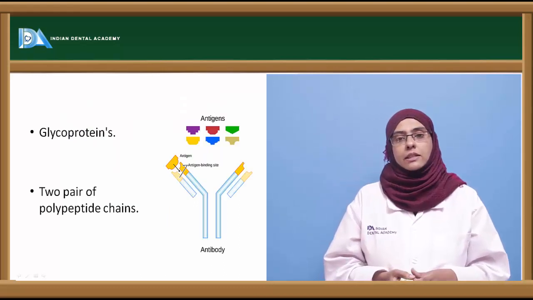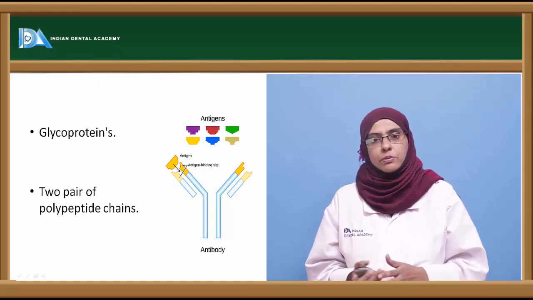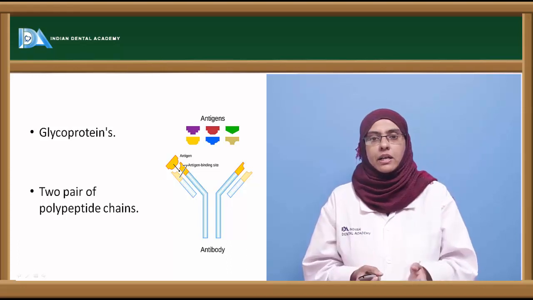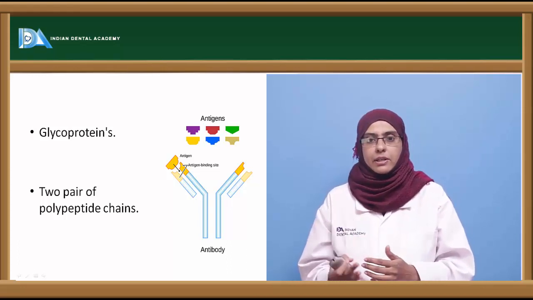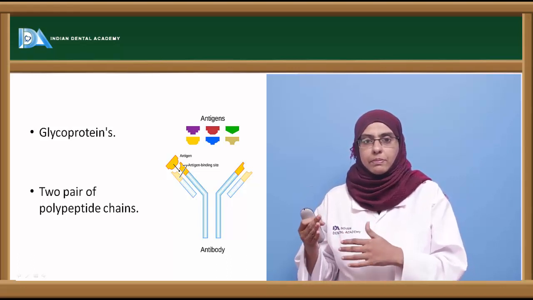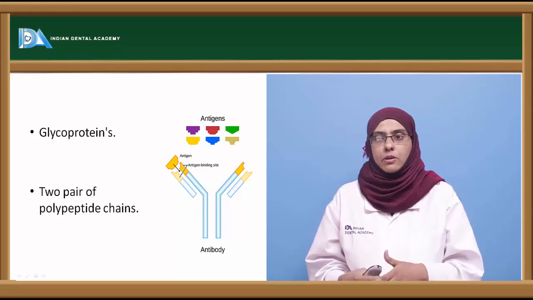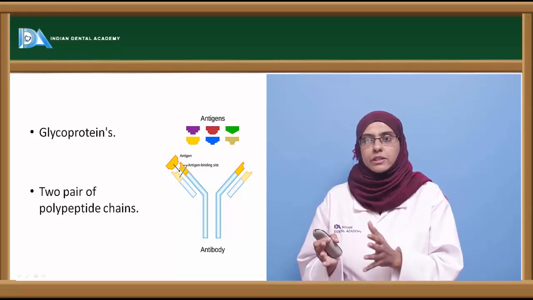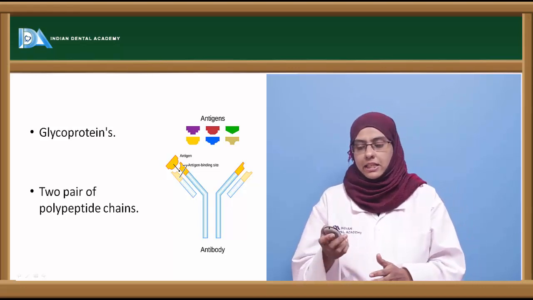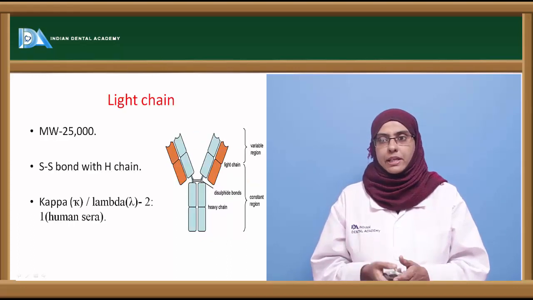Now these antibodies are glycoprotein in nature. Glycoprotein means they are made up of both protein as well as carbohydrate. Glyco means carbohydrate, and proteins are made up of amino acids. Here we have different types of polypeptide chains. As it is a protein, it will have an amino terminus and a carboxy terminus. There are 2 pairs of such polypeptide chains held together by disulfide linkages, and this is the complete structure of the antibody.